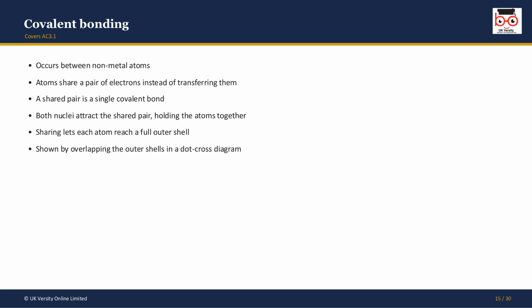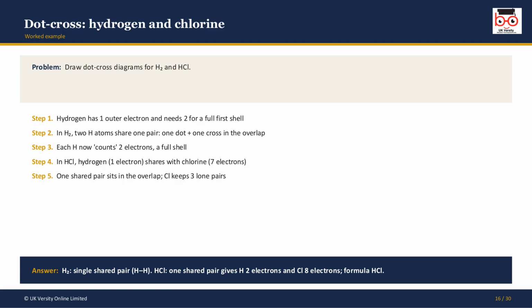Instead of transferring electrons, the atoms share a pair. A single shared pair is one covalent bond, and both nuclei are attracted to that shared pair, which is what holds the atoms together. By sharing, each atom gets to count a full outer shell. In a dot-cross diagram, we show this by overlapping the outer shells of the two atoms, with the shared pair sitting in the overlap. Let's draw hydrogen and hydrogen chloride.